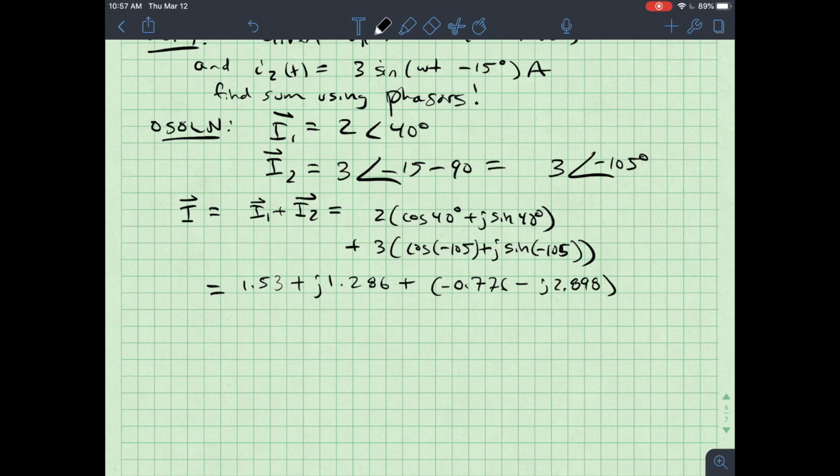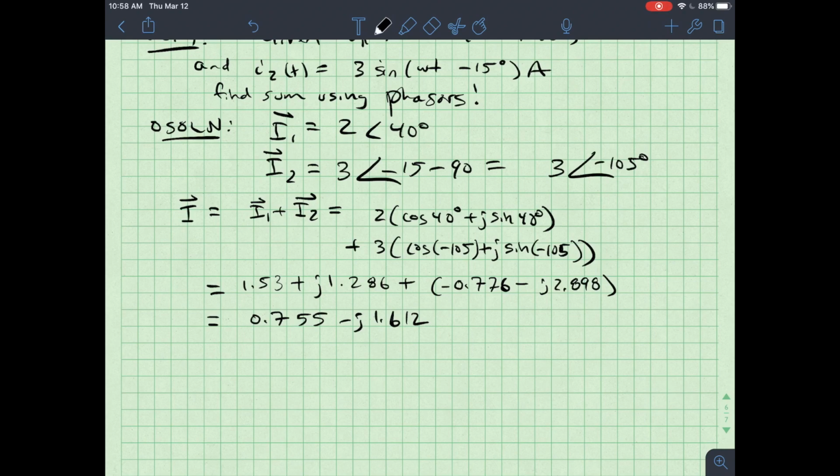If one of these is a little bit off, if I have a rounding error or made some small mistake, I apologize. But when I add these together, I get 0.755 minus j1.612, which is equal to, now, so you may say, hey, I've summed these up using phasors, I'm done. Well, the problem is that this gave me an initial set of results of sinusoids in the time domain, and what it really wants me to do is to go to the phasor domain, make the sum, and then take it back to the time domain. So that's what we're going to do.